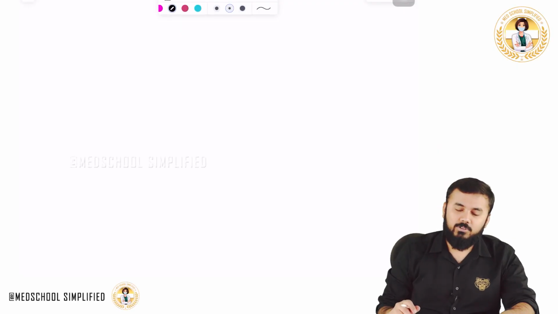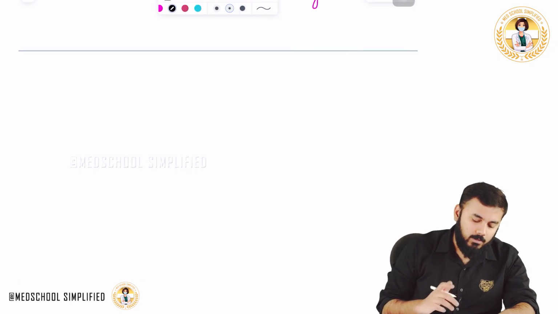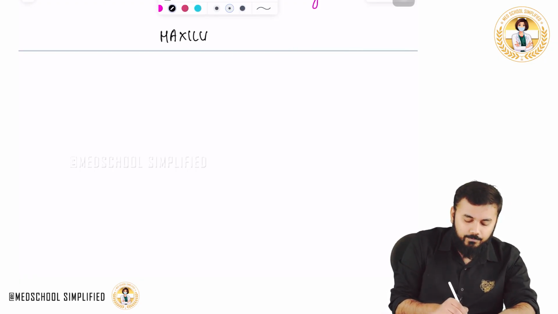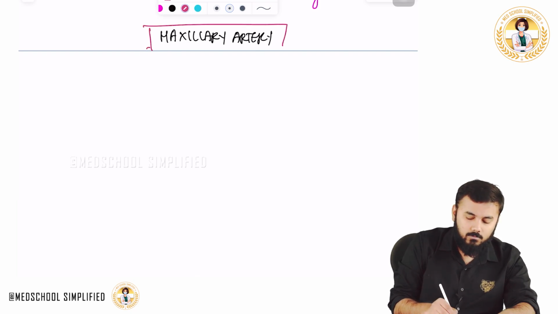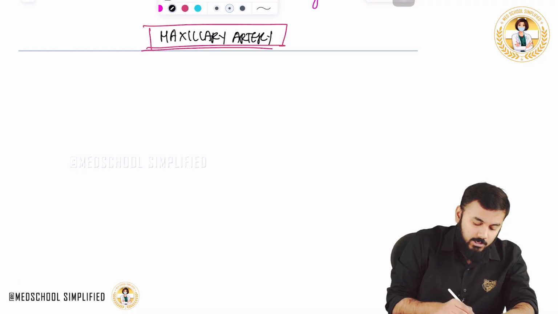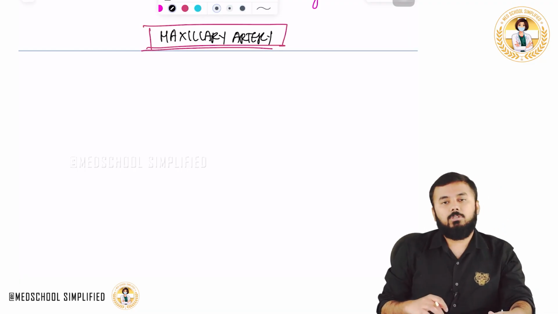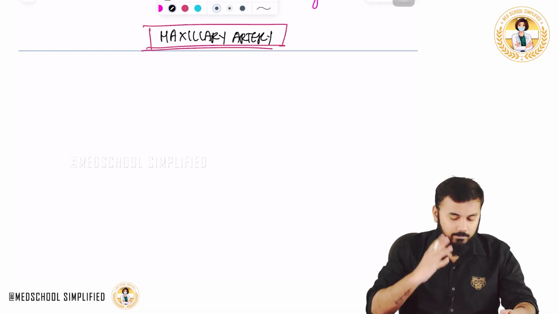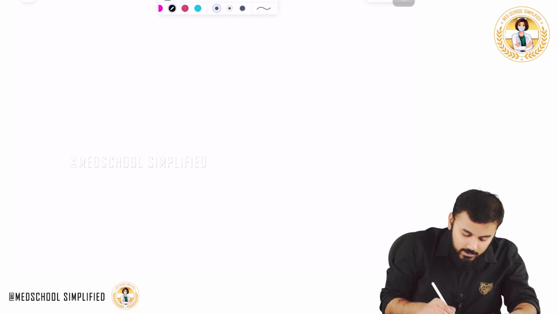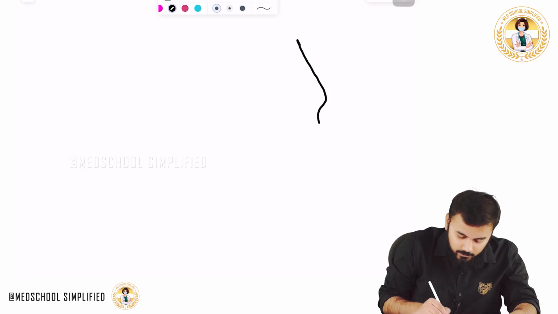Hello guys, so now we shall be discussing the maxillary artery and its branches. The topic of discussion is the maxillary artery. Let me draw the skeletal picture of the skull region from the lateral side, so that it would be easier for us while discussing this maxillary artery.